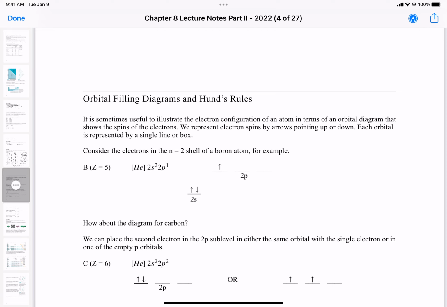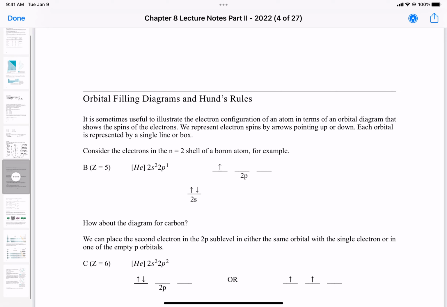Hello, everyone. Okay, so let's wrap up chapter 8. I'm not sure if I'll finish all of it, but maybe we will. And that'll probably be the extent of what will be covered on the second exam. Okay, so orbital filling diagrams and Hund's rules.